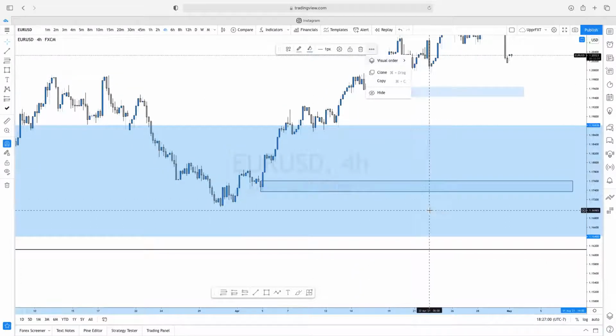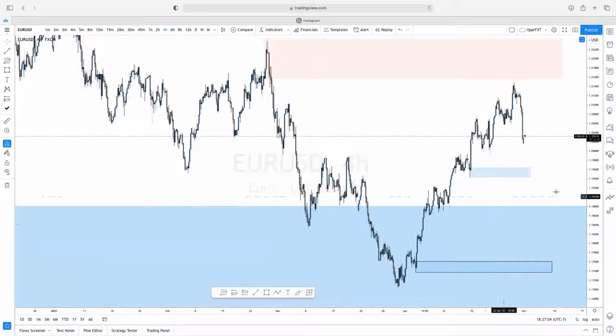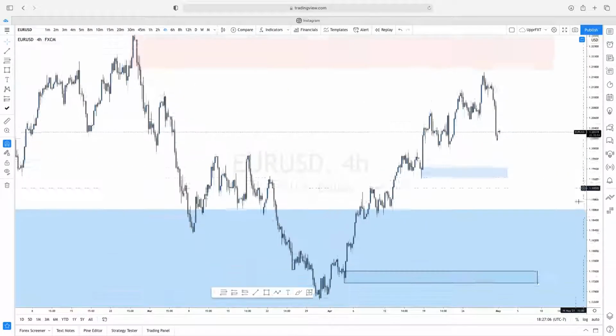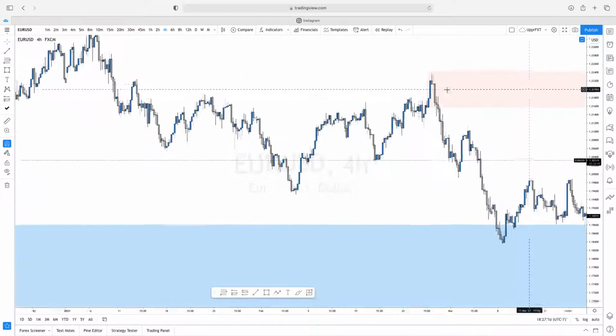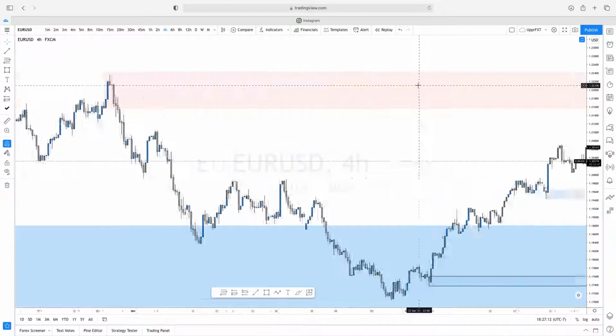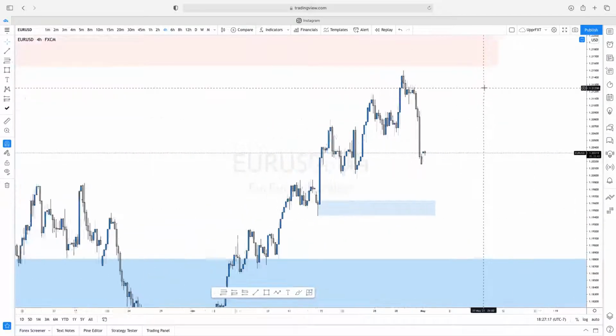So let's go ahead and make sure everything's visible. Okay. So definitely these are going to be the areas that I'm looking for on EU to play into. If we do get price in here, I'll be looking for a sell to take to lower prices on these demand zones that we have.